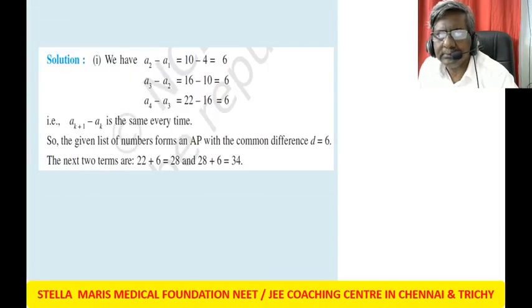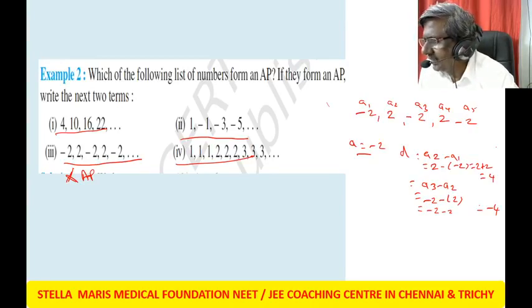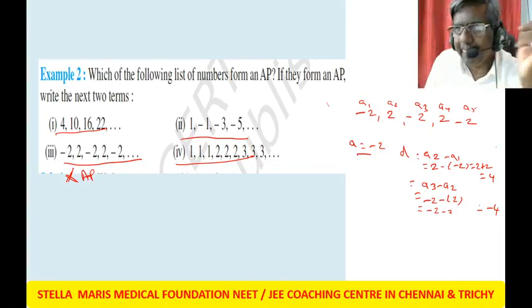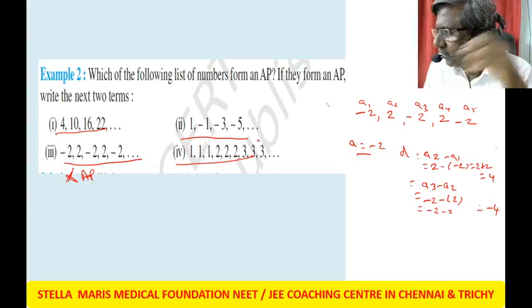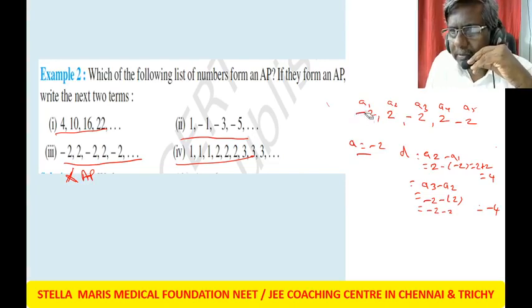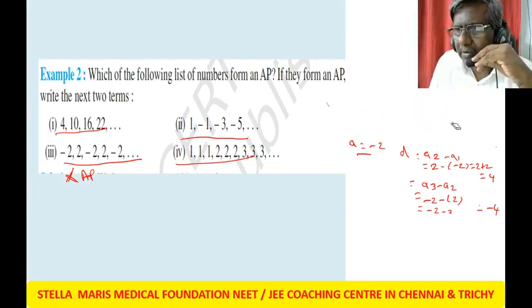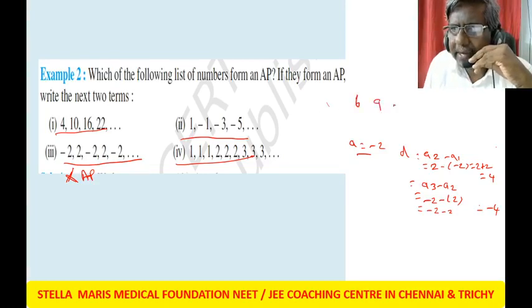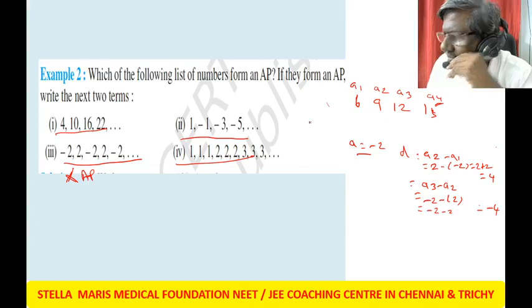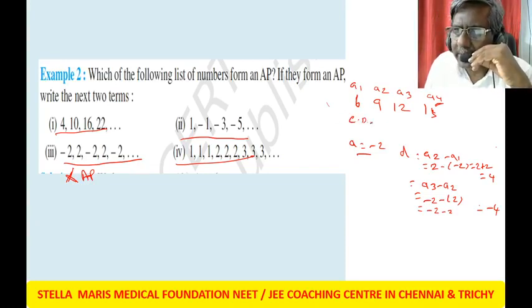Shivakumar, see this. See, the first term. D should be common. Suppose what is an AP? It will be like this: 6, 9, 12, 15. If it is A1, A2, A3, A4, and it is an AP, the common difference should be the same throughout. A2 minus A1 should be equal to A3 minus A2, which should be equal to A4 minus A3.